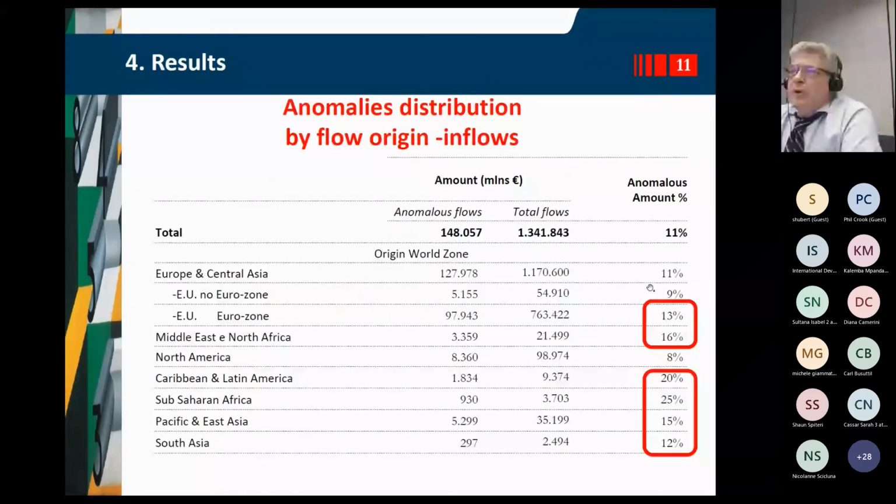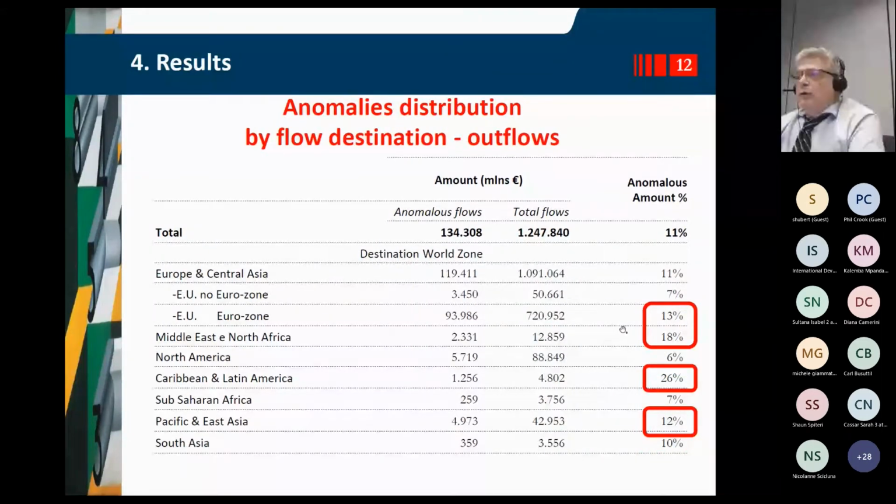Here we have a simple breakdown of the flows by origin or destination. Let's start with the origin by world zone. As we can see, the zones above the general average of 11% are Europe and Eurozone with 13%, Middle East and North Africa with 16%. Then we have Caribbean and Latin America, Sub-Saharan Africa, Pacific and Asia, with values that range from 12% to 25%.